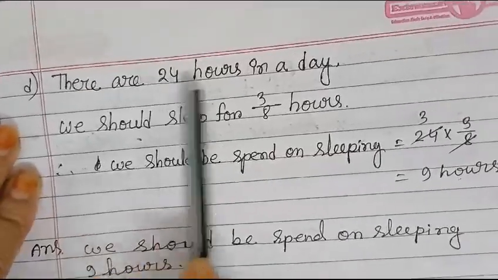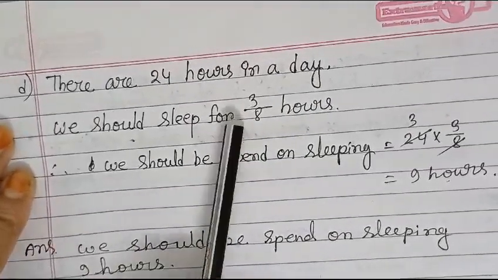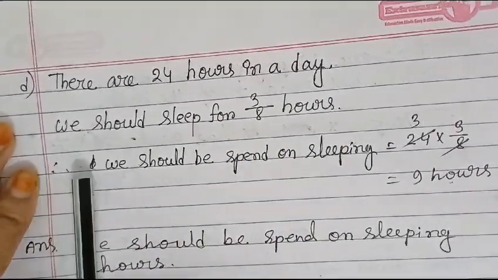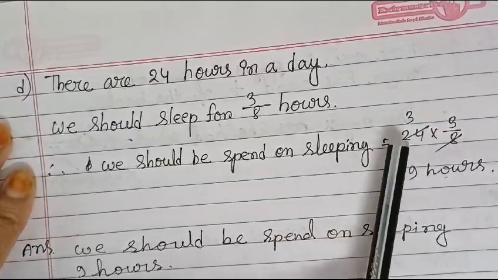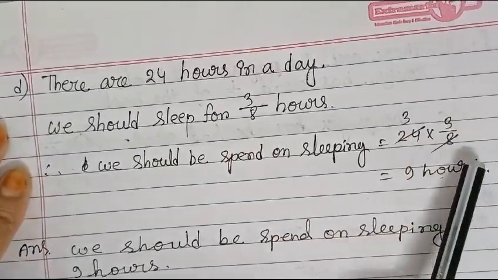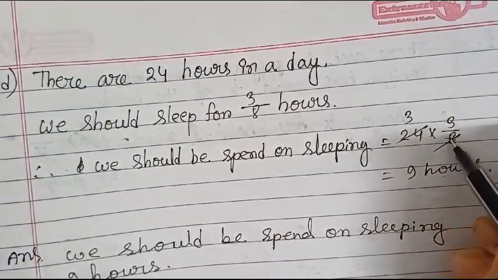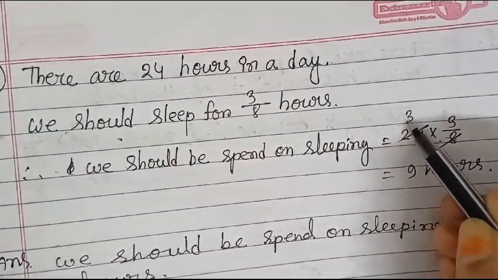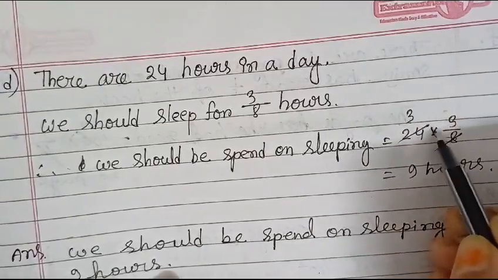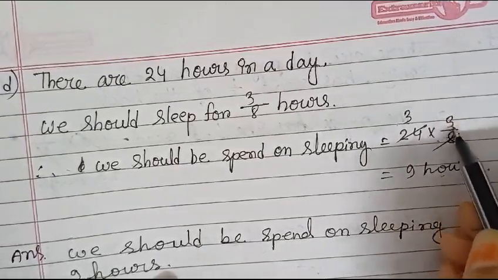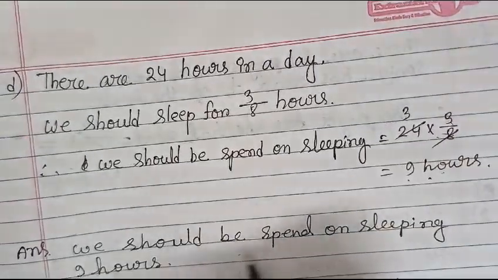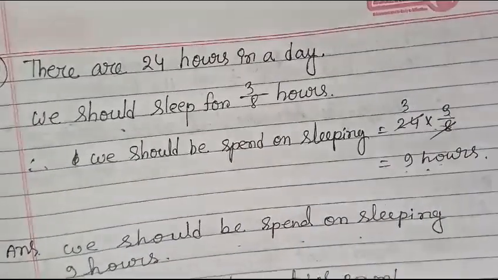There are 24 hours in a day. We should sleep for 3/8 hours. Therefore, we should spend on sleeping 24 multiply 3/8. 8 से 24 को divide करेंगे. 8 3s are 24. 3 और 3, यहाँ पे multiply sign है, 3 multiply 3 equal to 9 hours. We should spend on sleeping 9 hours.